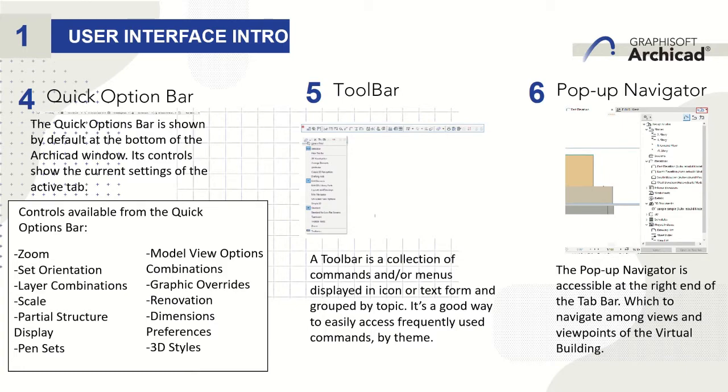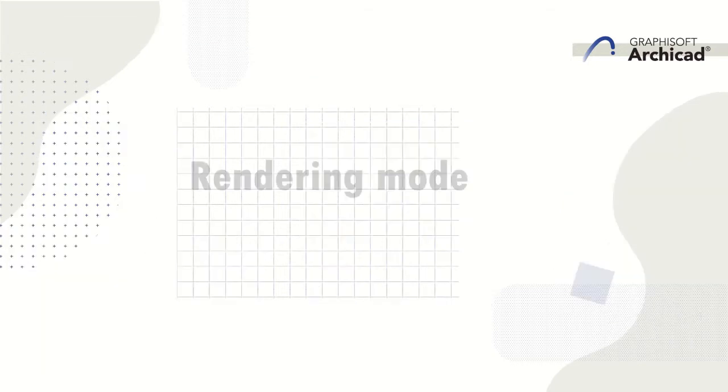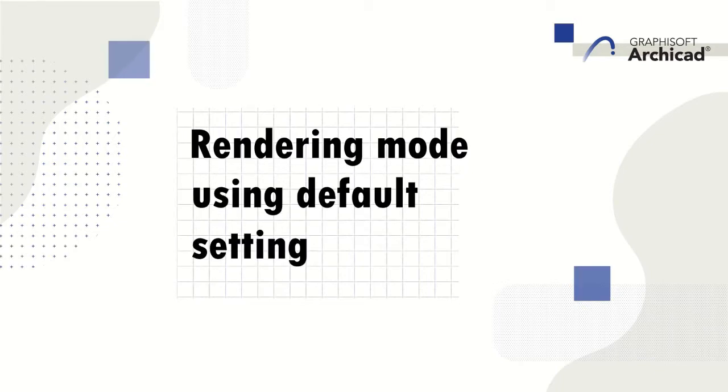This is shown by default at the bottom of the ArchiCAD window. Its controls show the current setting of the active tab. Number 5 is toolbar, which is a collection of commands displayed in icon or text form and grouped by topics. 6 is the pop-up navigator. This pop-up navigator is at the right end of the tab bar, which is used to navigate among views and viewpoints of the virtual building. After that is the rendering mode.